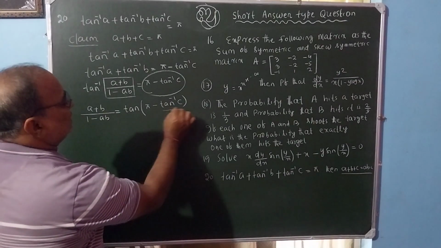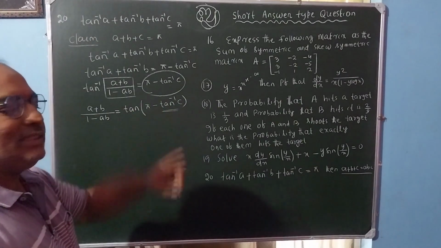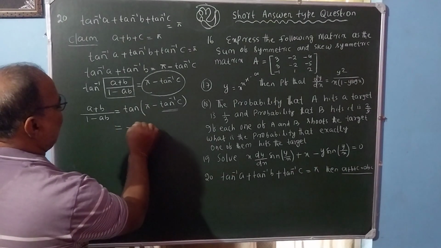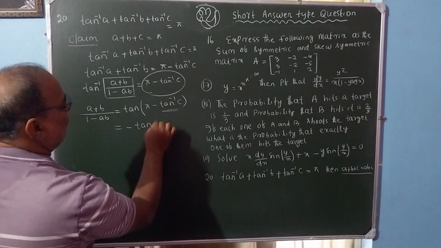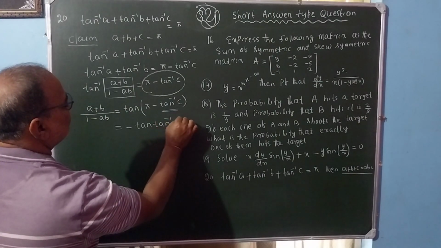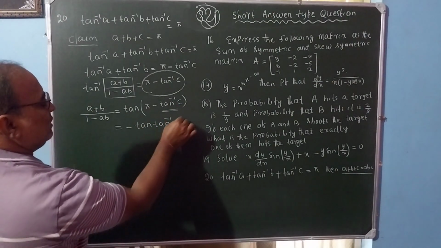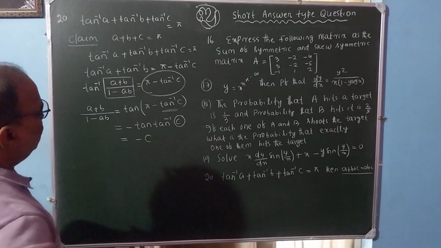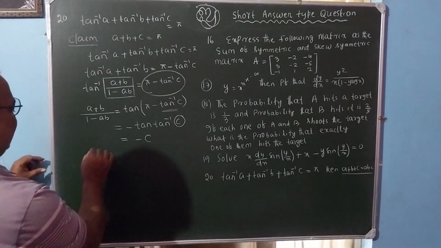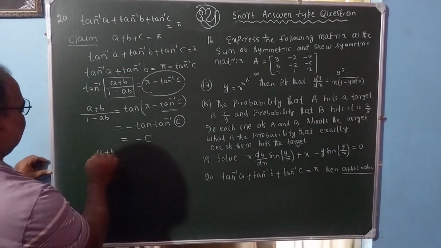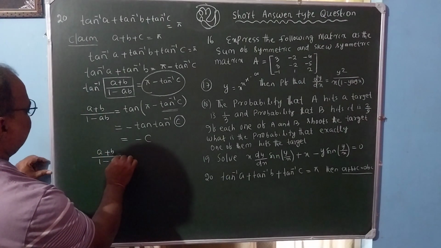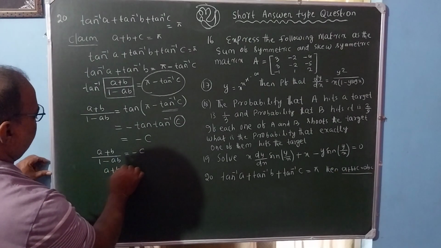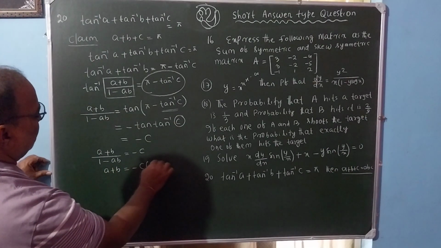If we consider this as theta, tan of pi minus theta is minus tan theta, with theta being tan inverse C. Tan of tan inverse C is equal to C. So it is minus C. Now A plus B by 1 minus AB is equal to minus C. So A plus B is equal to minus C whole into 1 minus AB.